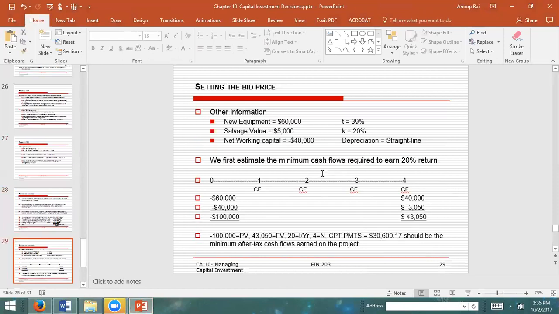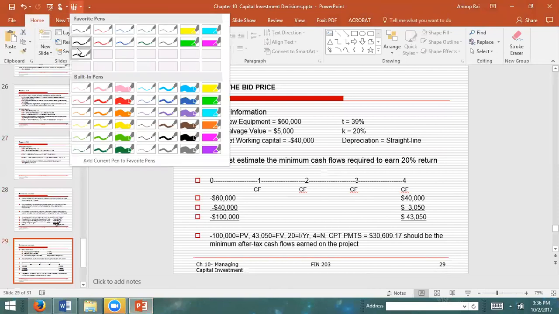Now I'm going to give you some more information. I need to buy an equipment worth $60,000. That equipment after 4 years can be sold for $5,000. I'll also need net working capital. My tax rate is 39%. My cost of capital is 20%. I need a high rate because this is a government project. You better demand a higher rate of return, and you're going to do the straight line.